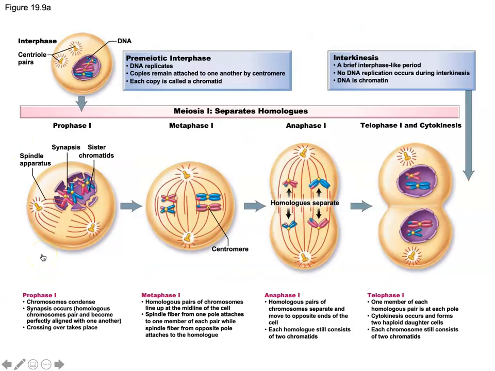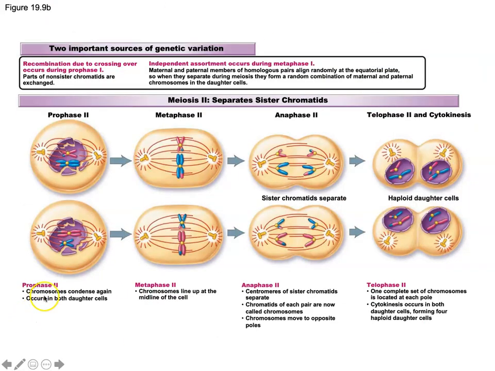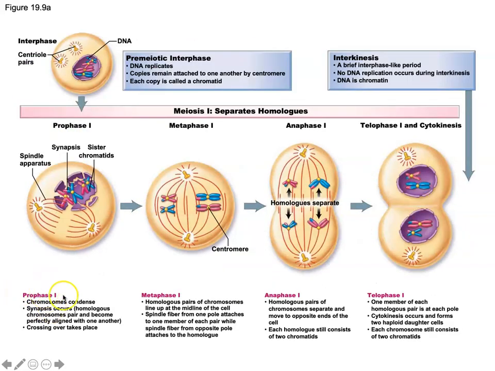I do want to share this diagram with you. This diagram is going to separate out the processes of Meiosis I and Meiosis II. So spend a little bit of time with this diagram. You should be able to cover up the text above and below, and be able to identify each one of these phases on sight.